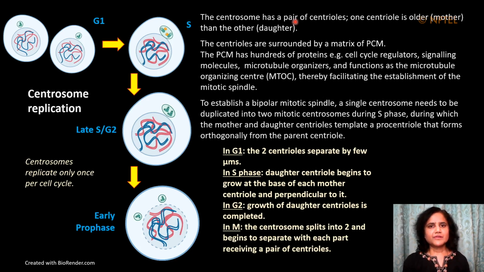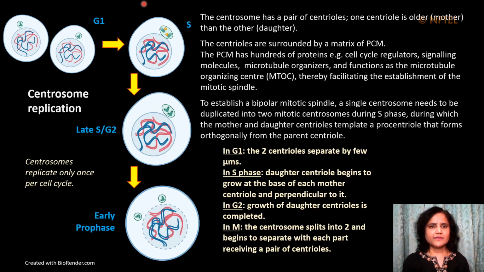Now, to establish a bipolar mitotic spindle, a single centrosome needs to be duplicated into two mitotic centrosomes. And this happens during S phase, during which the mother and the daughter centrioles template a new centriole, a procentriole, that forms orthogonally from the parent centriole. So the new centriole over here is shown in yellow, just for clarity.